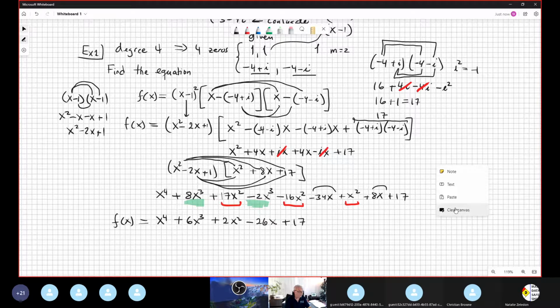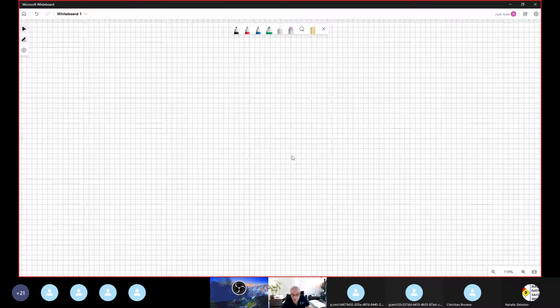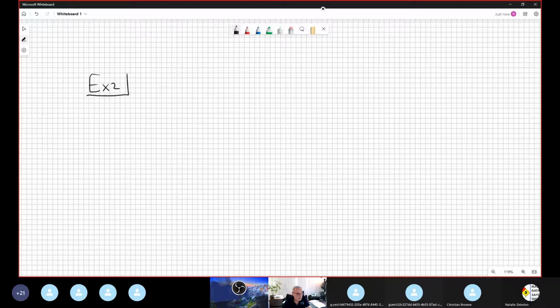May I erase the board? Yes. Okay, super. Let's move on to the second example. But the second is different. It's more interesting. One polynomial is given.